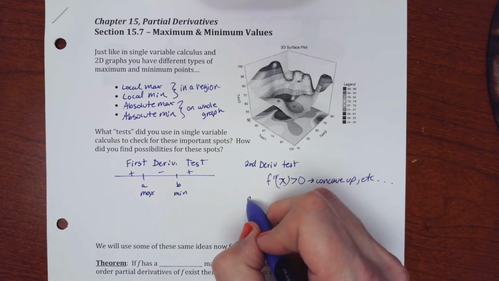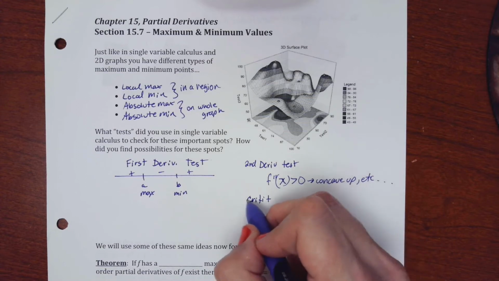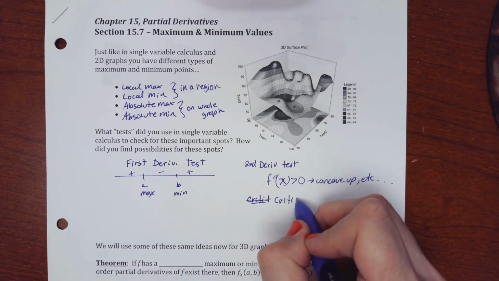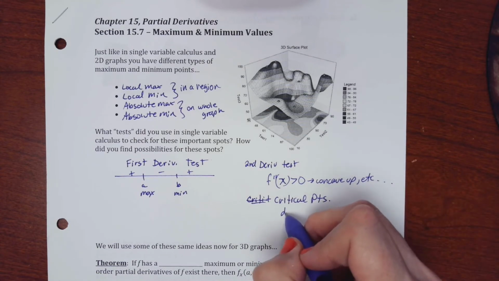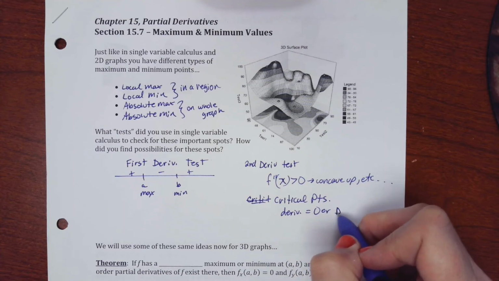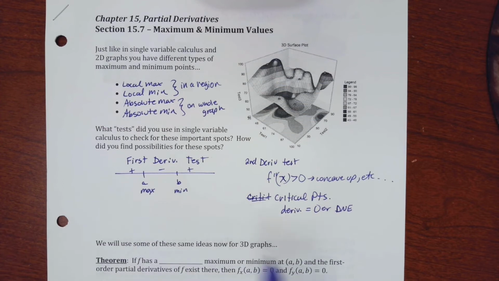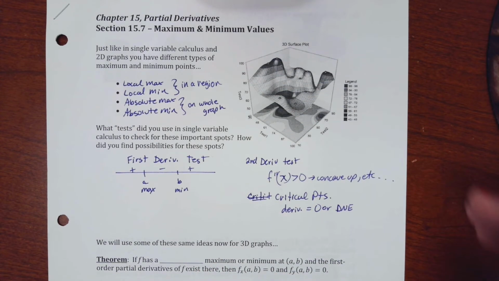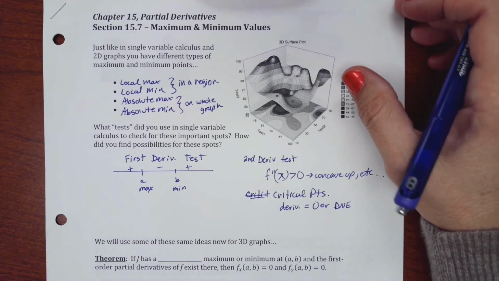So also remember your critical points. Critical points were when your derivative equaled 0 or when your derivative did not exist. So those are how you found your critical points to put in your test right here, or to put in the second derivative test, which could look like this too. Okay, so we have similar things in 3D, but here we go.